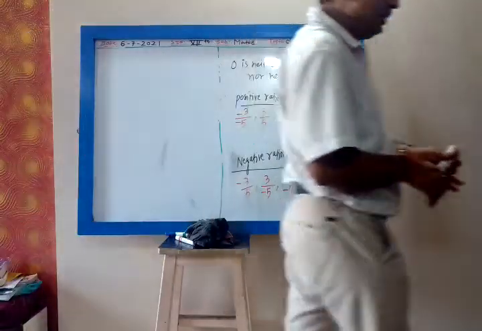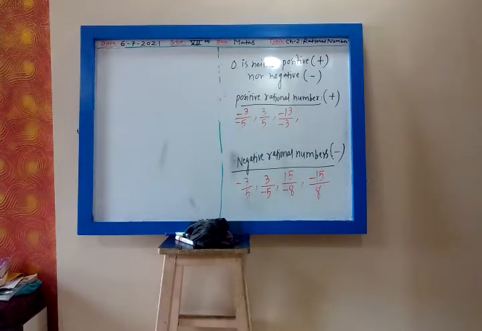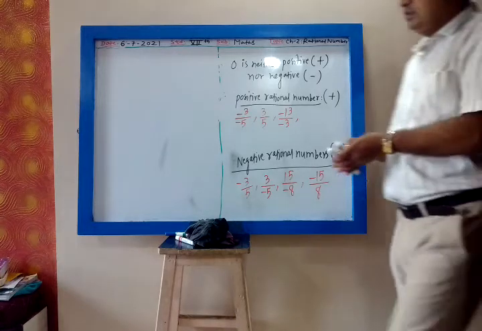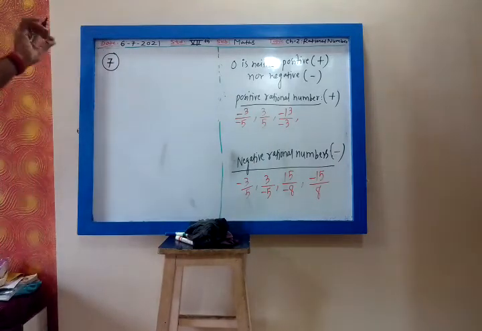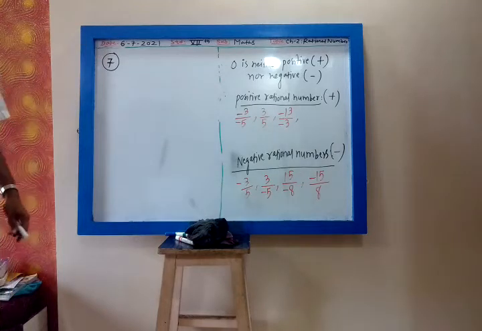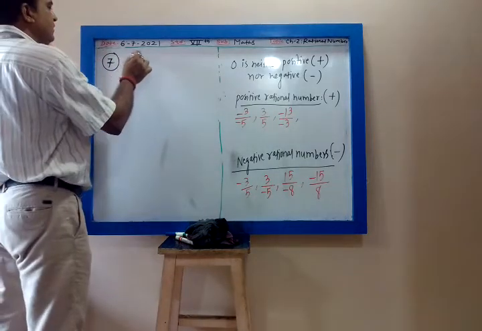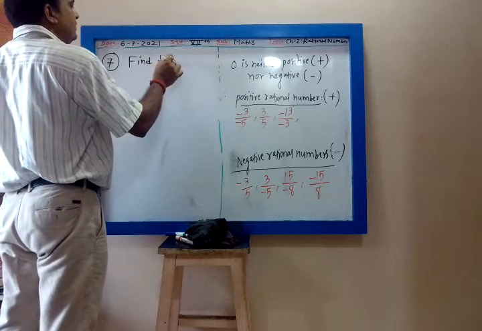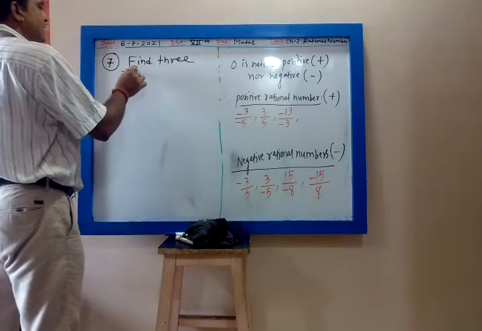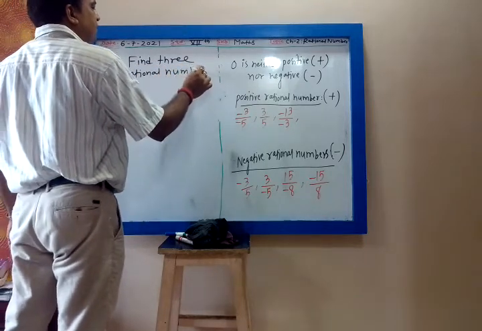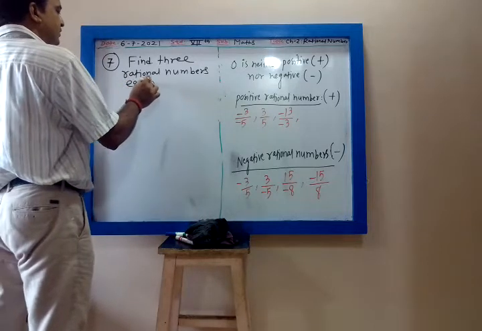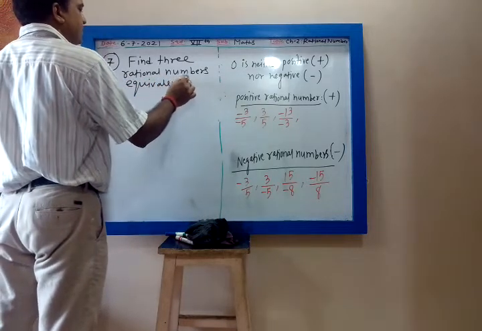Find three rational numbers equivalent to. Seventh question. Find three rational numbers equivalent to.